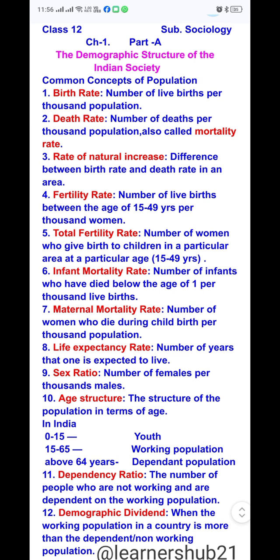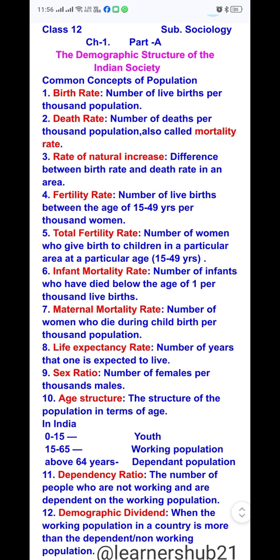In population, we calculate the birth rate and death rate, which are very similar to each other. In birth rate, we find the number of live births per thousand population of a particular area. In the same way, we find the number of deaths per thousand population, that is the death rate. Another name for the death rate is mortality rate.